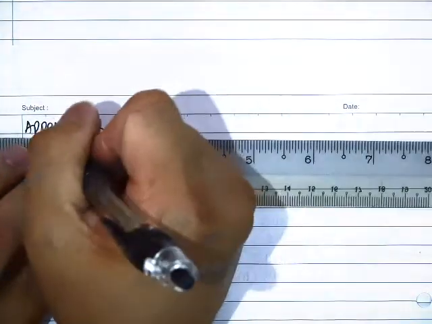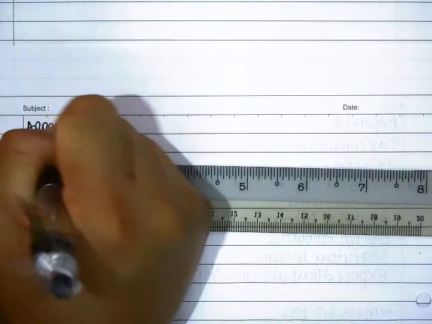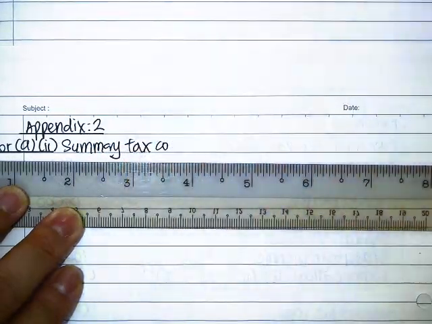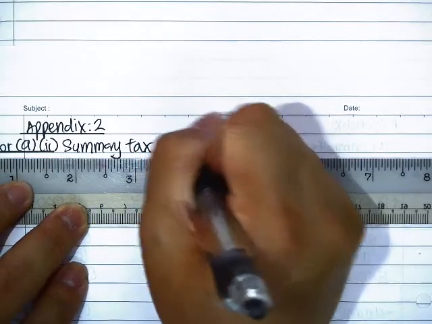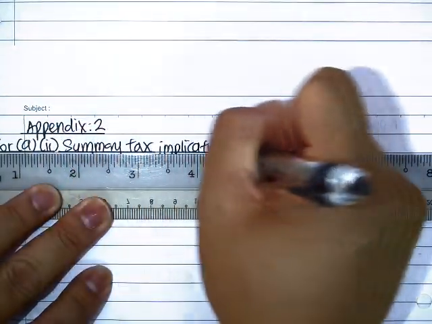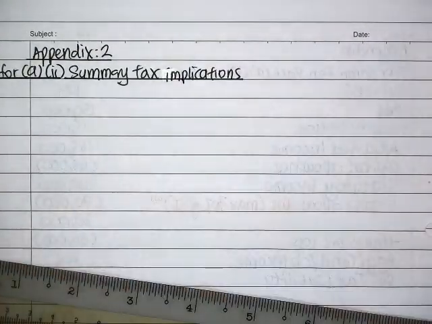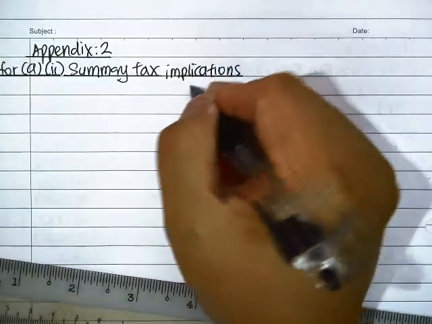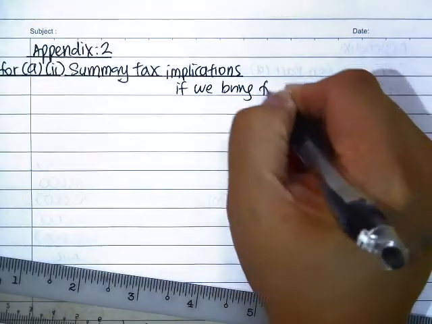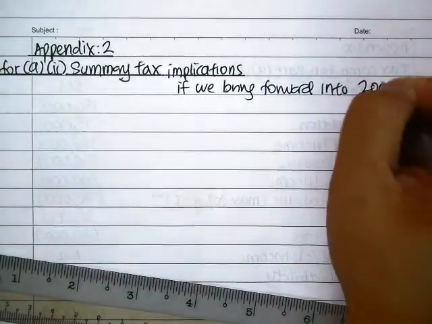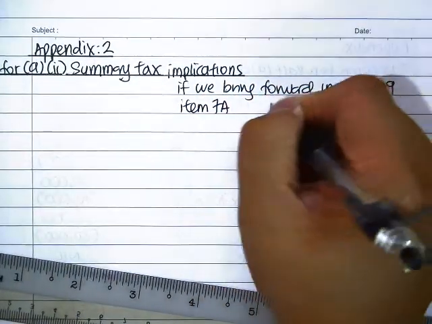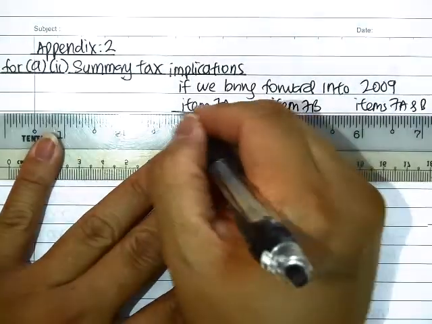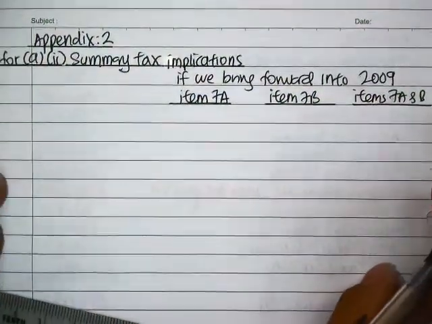Still my appendix for A number 2. So we just need to do a summary of tax implication, that if we bring forward into 2009 item 7A, B, and then A plus B.